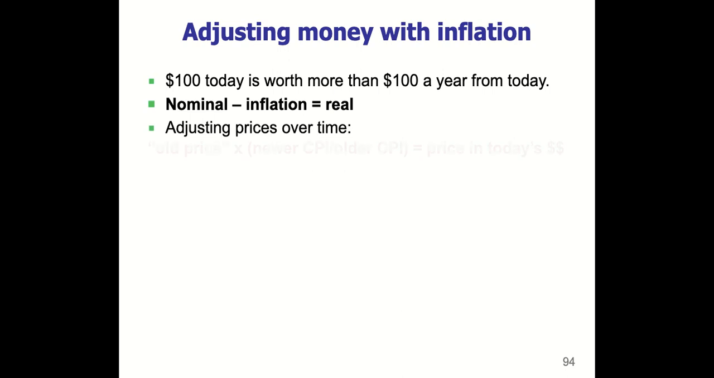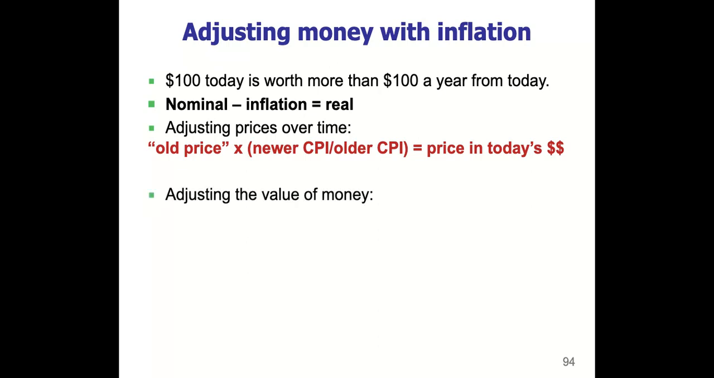We learned how to adjust prices over time by taking the old price in some previous older year and multiplying that by the newer CPI over the older CPI. And that will convert the price into what would be the purchasing power of today's money. We're going to add something new to this. It's for adjusting the value of money over time.